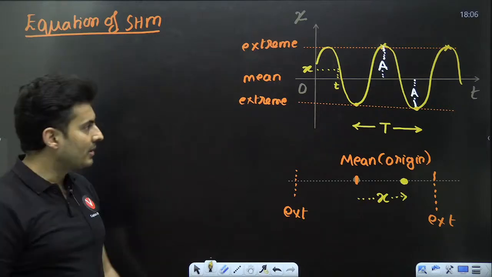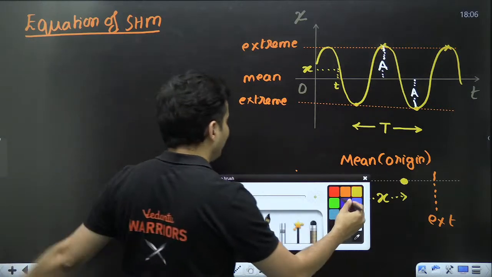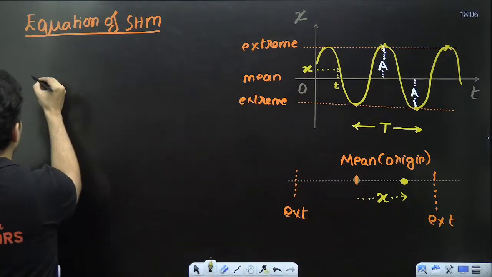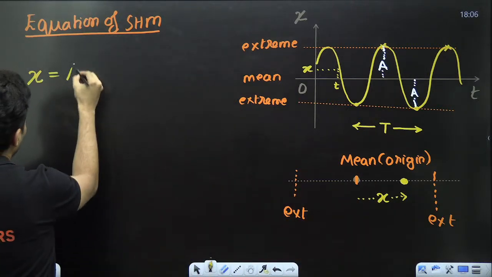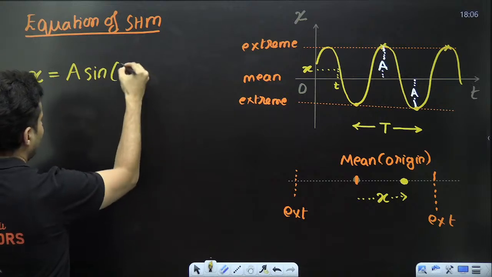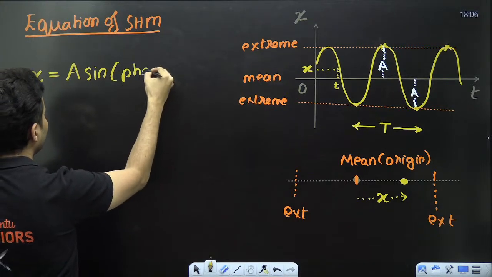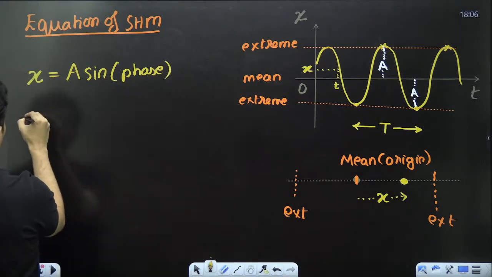Great. Awesome. Now, what does the final equation look like? The equation looks like this: X is equal to A sine, and here inside you basically have the phase.